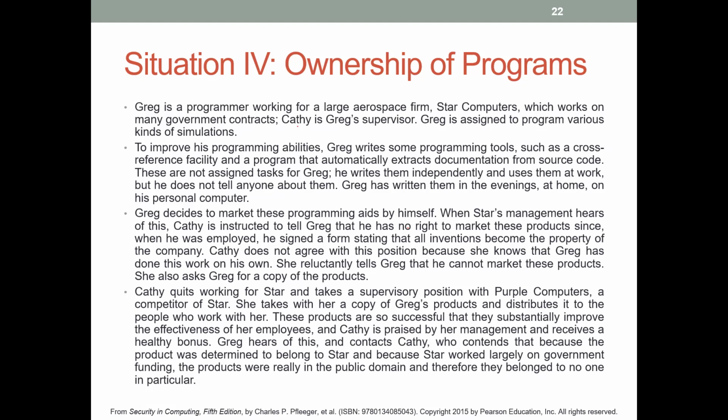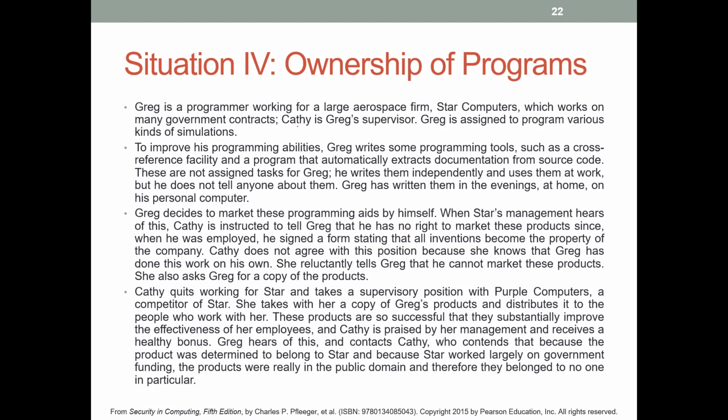Company B is also a competitor of company A. Then you give that product to company B. It is not an ethical behavior, right? So that is the thing you need to point out here, right? Ownership of the programs, right?